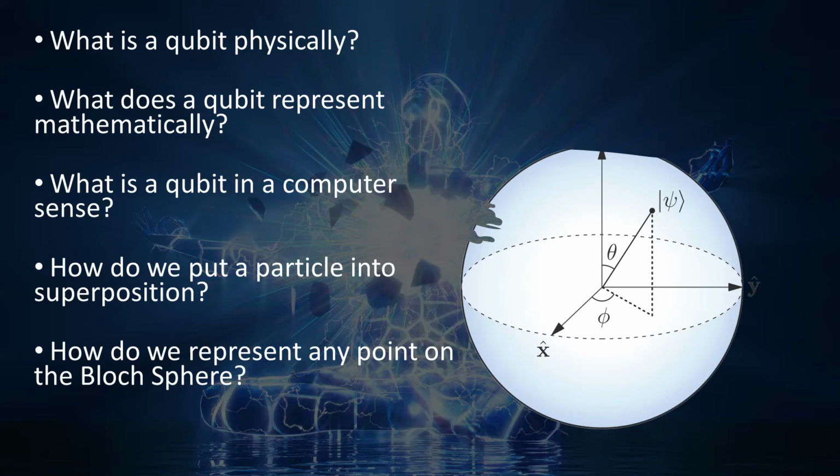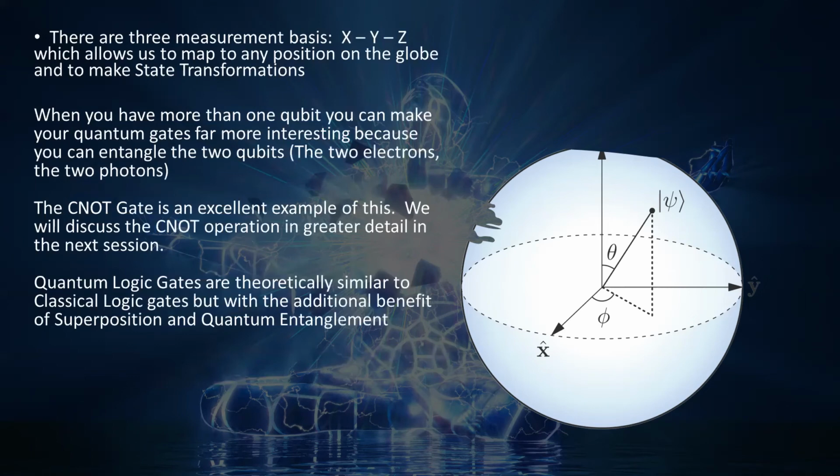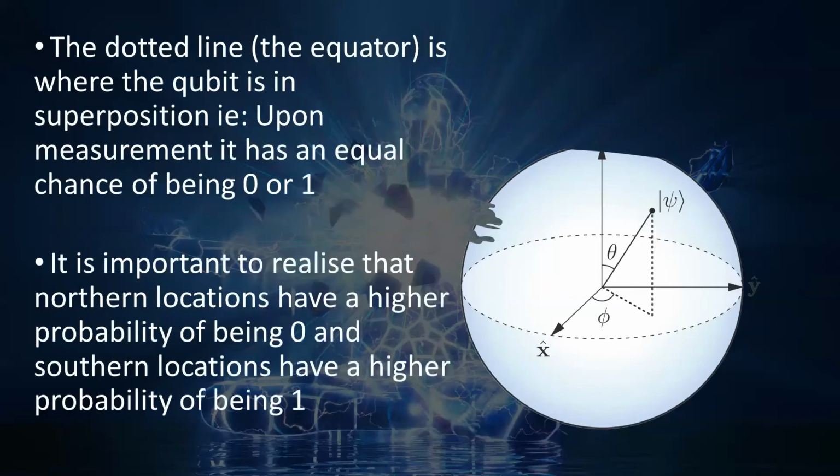Okay, 2 minutes and 8 seconds left. Yet we can measure it on 3 different bases, which don't commute, which means you can't know for certain what it is on the x-axis and the z-axis at the same time. When you have more than 1 qubit, that's when the fun begins, because not only do you have this wonderful superposition, but you can also entangle it. And the CNOT gate is a great example of this. So again, a quantum computer just uses logic gates the same as a classical computer.